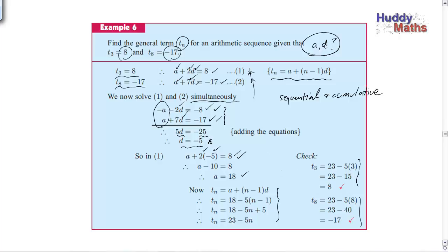Now the general term, it says find the general term, so the general term is a plus n minus 1 by d, and we can put our a and our d in there, expand the brackets, and get a simpler general term there. And then check it as we've got over here for those other terms, T3 and T8. All right, so that's an interesting little trick.